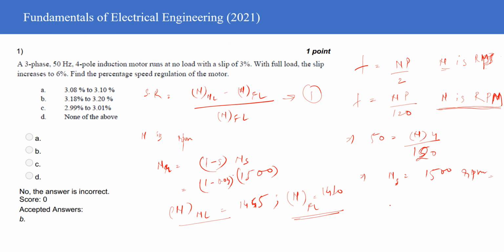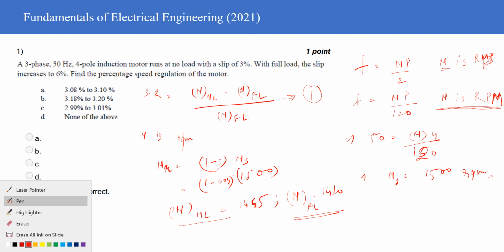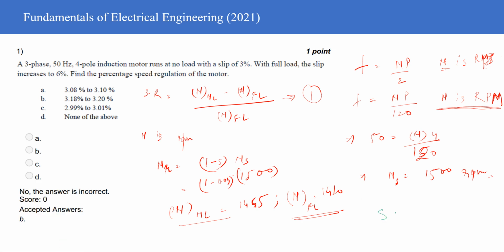Now if you substitute this no load speed and full load speed in equation number 1, you get the speed regulation as (1455 minus 1410) divided by 1410, into 100%. This gives a value of around 3.19, so it falls in option B. That is the correct answer for question number 1.